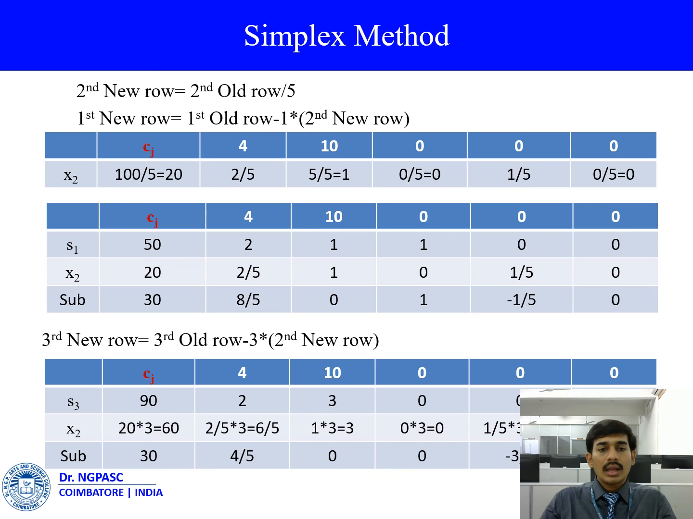Then another subtraction, that is third old row minus 3 into the new row. Although we already calculated 3 into the second new row, so we can subtract s3 minus x2, which equals 90 minus 60, 30. Then 4 by 5, 0, 0 minus 3 by 5, and 0.